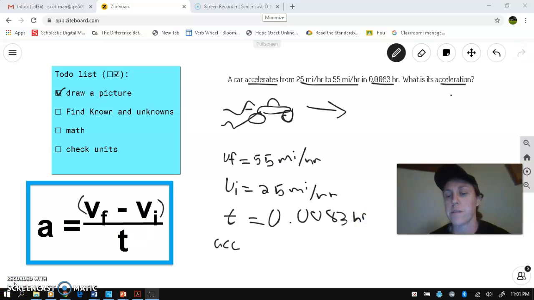Now that 0.0083 hours looks really confusing, but basically it's about 30 seconds. So I just calculated it really quick so you guys can get some reference, but I'm not going to write it down because I don't want to confuse you. Okay, so we did that. Now, what is our acceleration? So it's trying to find our unknown.